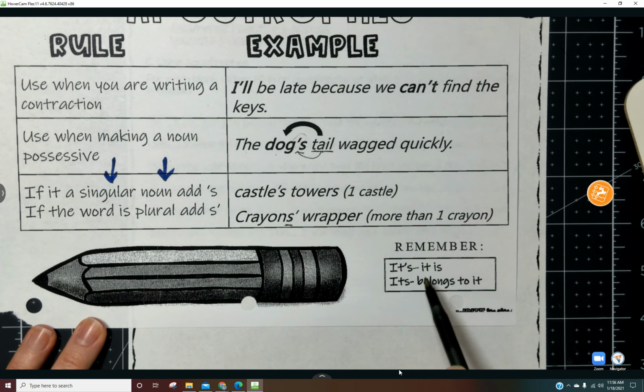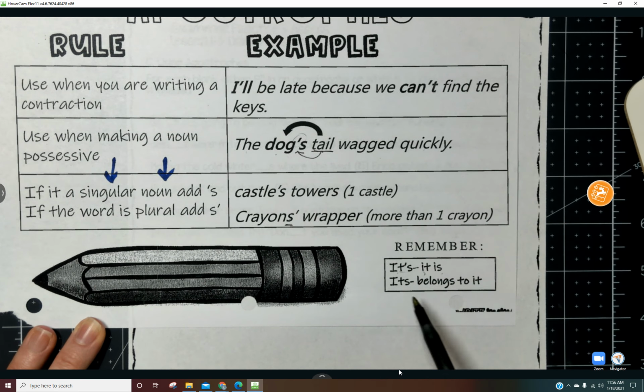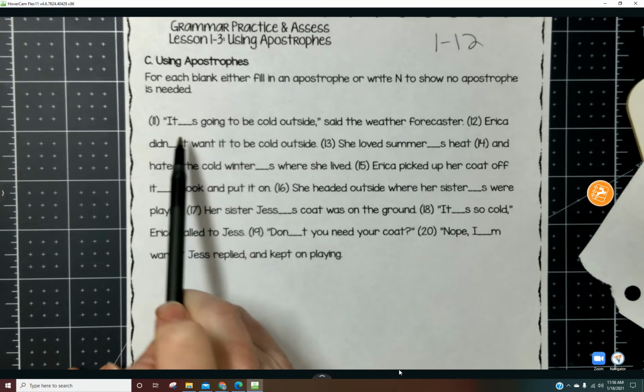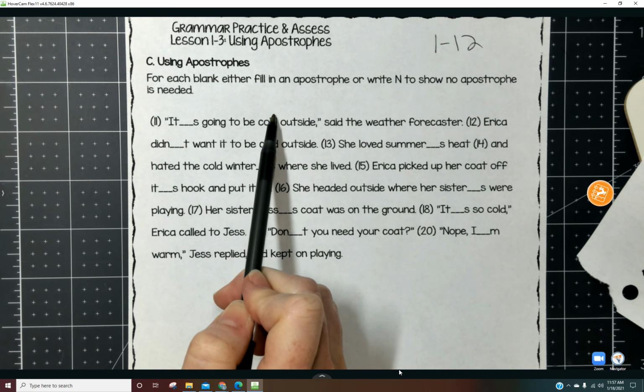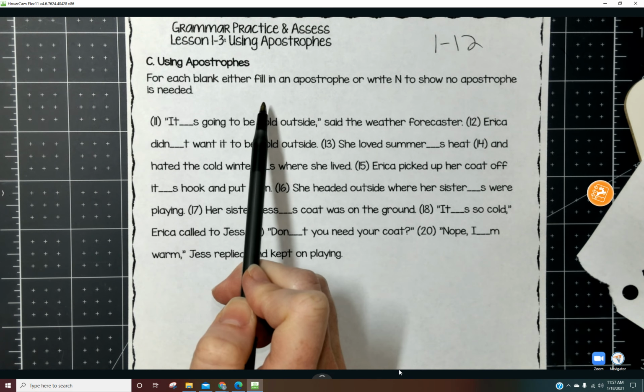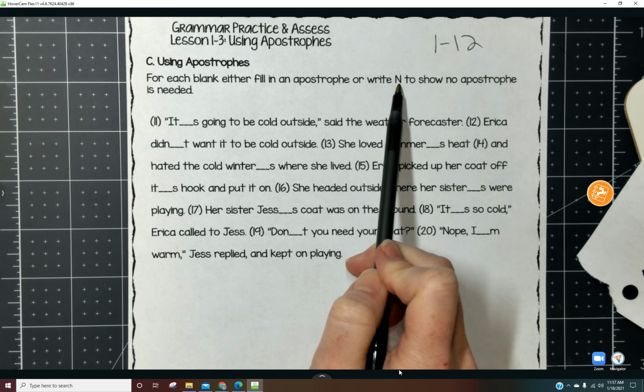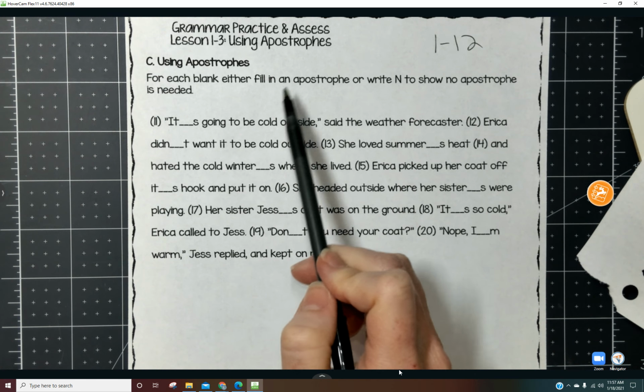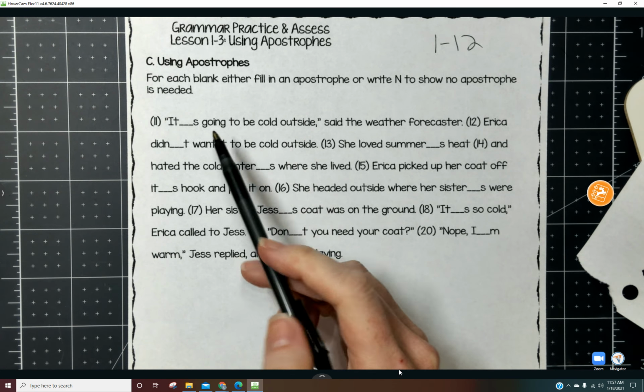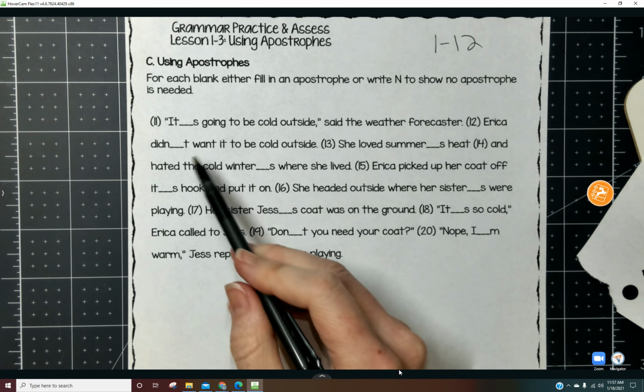Down here it says, remember, it's with the apostrophe is it is. It's the contraction. Its with no apostrophe is showing ownership. So I am looking at this page here, which is also in your workbook. So you're going to put an N if we don't need an apostrophe, and we're going to put the apostrophe in places where we need it.